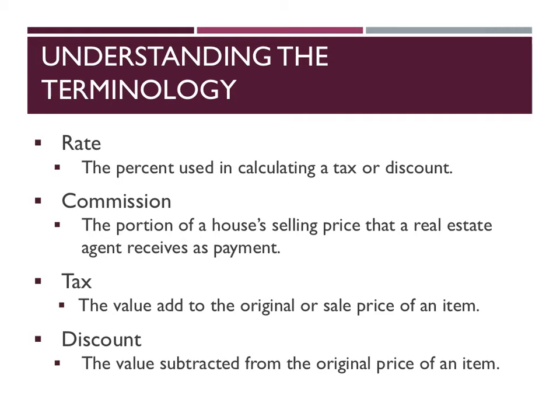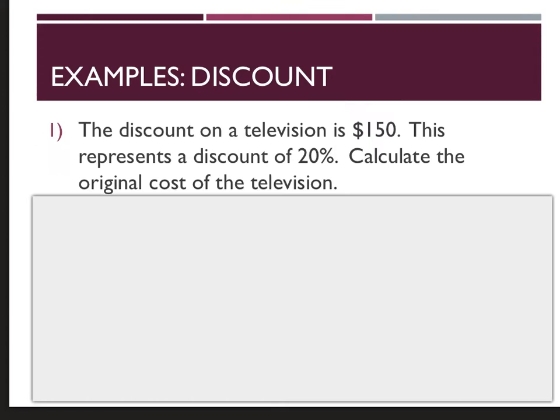Commission is the portion of the house's selling price that a real estate agent receives as payment. Tax is the value that's added to the original or sale price of an item. And a discount is the value that's subtracted from the original price of an item. So here we're going to start looking at some examples.